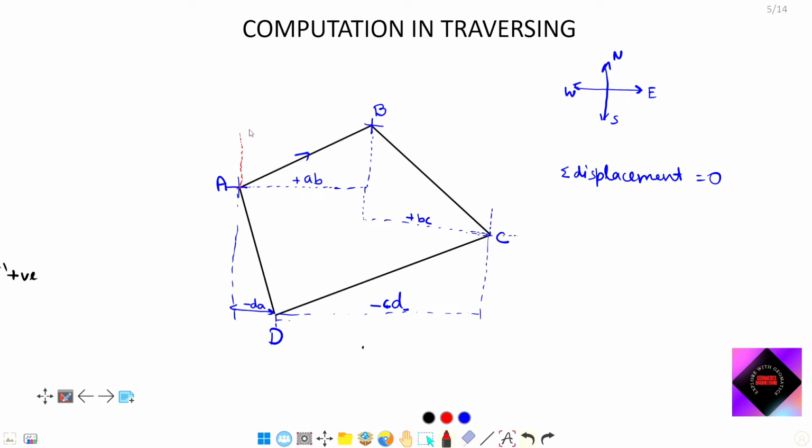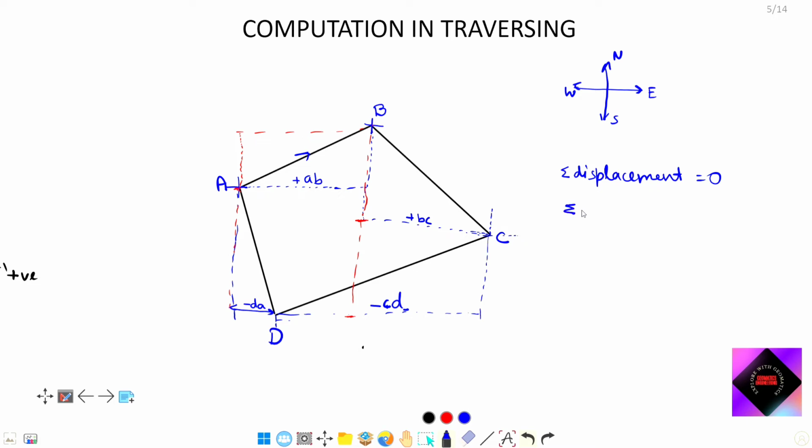We move up to B. Then we move down up to C. Then again we move down up to D for line DC. This is the latitude of line CD. Then again we move up for line DA, up to A. So our total displacement is net 0. Similarly, in case of departure, our total displacement is 0.